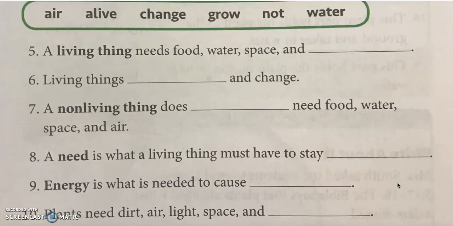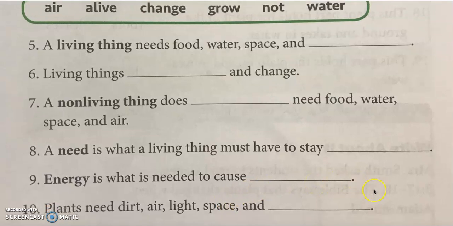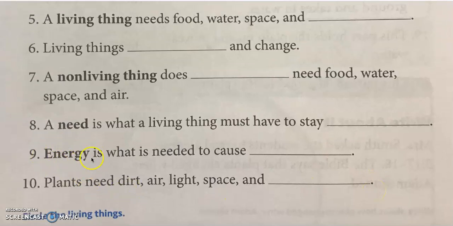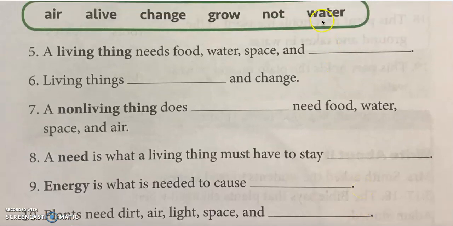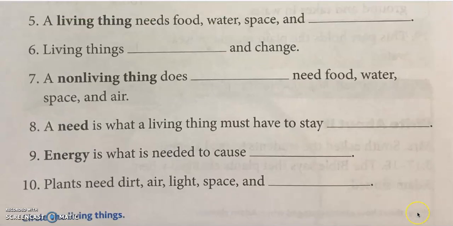Energy is what is needed to cause change. For example, a plant needs sunlight, which is energy, to bloom a flower, right? To grow, to change. And we need energy. First graders need energy to grow taller, right? And number 10, plants need dirt, air, light, space, and water, right? They need dirt, air, light, space, and water to grow.